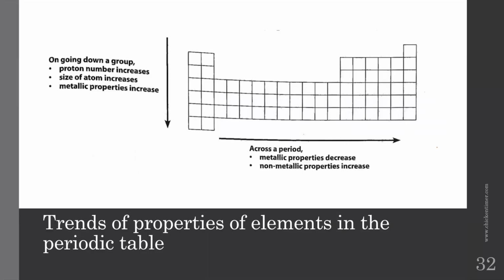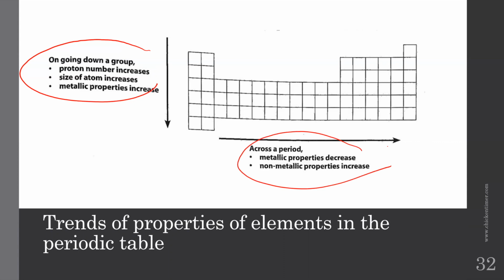Okay, so this is a summary. Last slide, then we will take a break. You have a periodic table down there, and they tell you that going down the group, the number of protons increases, the size of the atom increases, and the metallic property increases. I will explain this one in the next lesson. Then across the period, the metallic property decreases and the non-metallic property increases. So it becomes more and more non-metallic.